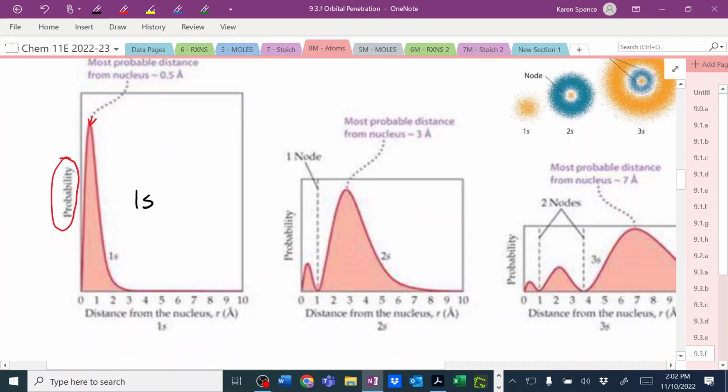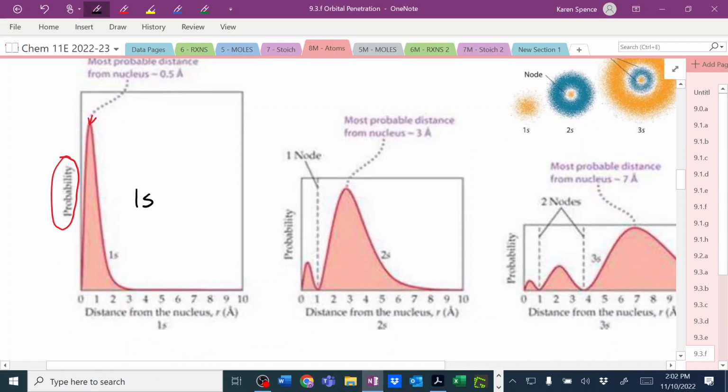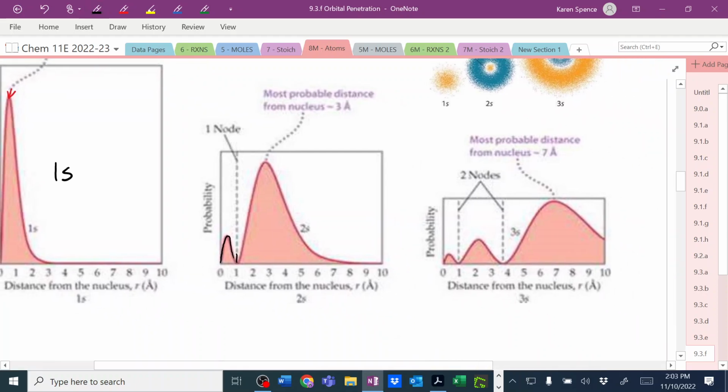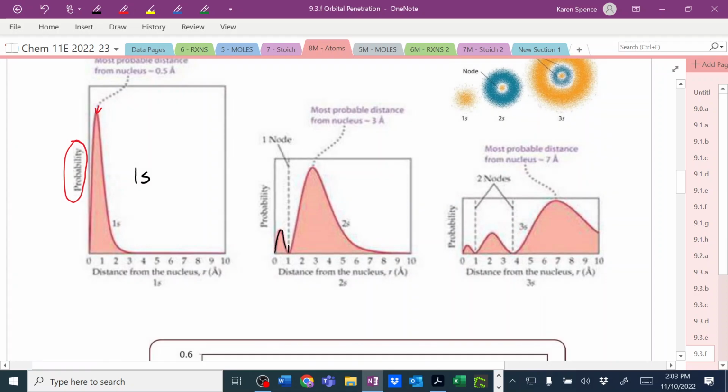If we look at the 2s, we can see that we have some probability right close to the nucleus, and then we have that node where there's no density at all, and then the most probable density from the nucleus is a little further out. And 3s looks pretty much the same. It gets a little shorter each time, and the bulk of the density is in that third ring. Do you need to be able to draw this graph? Probably not. Okay.